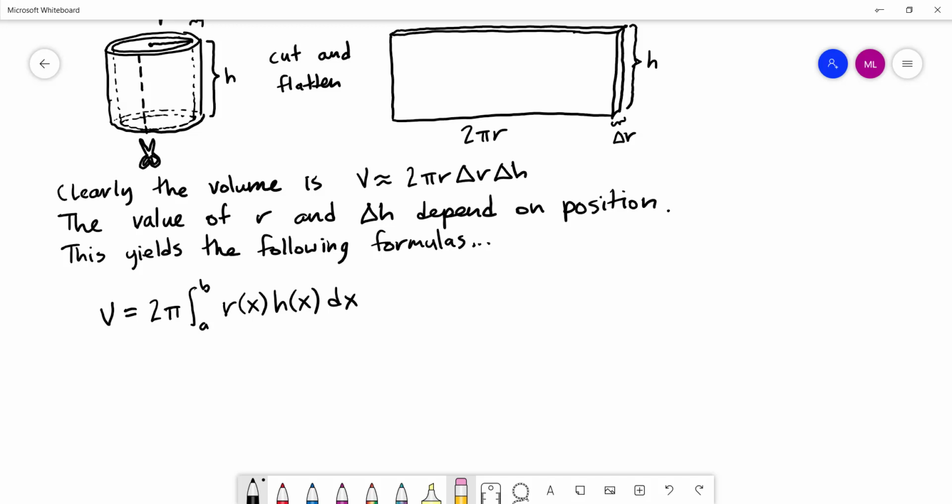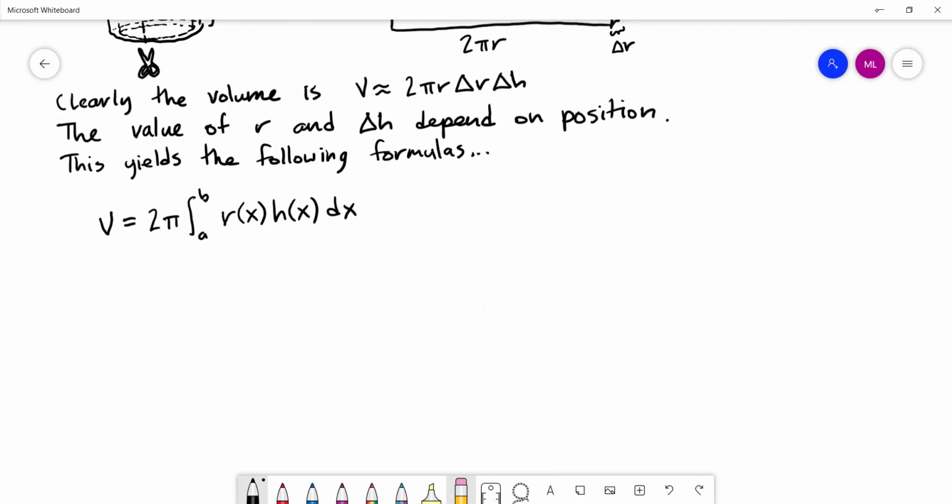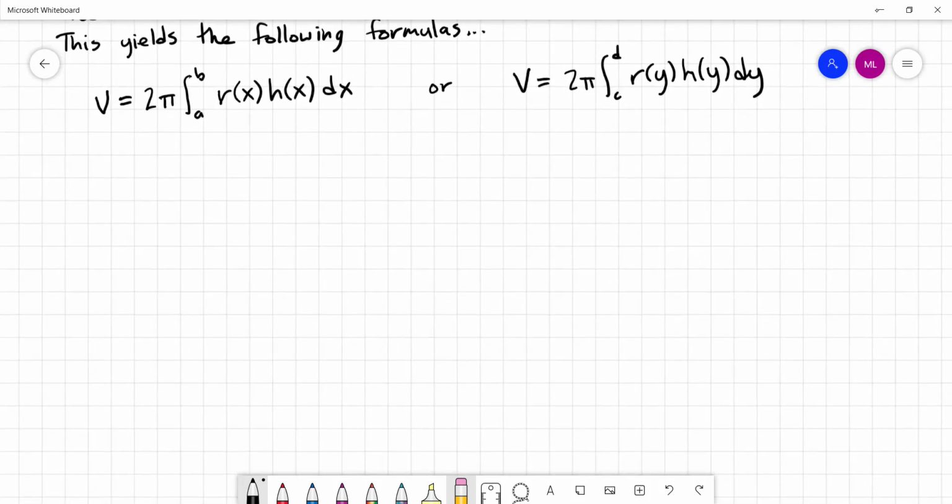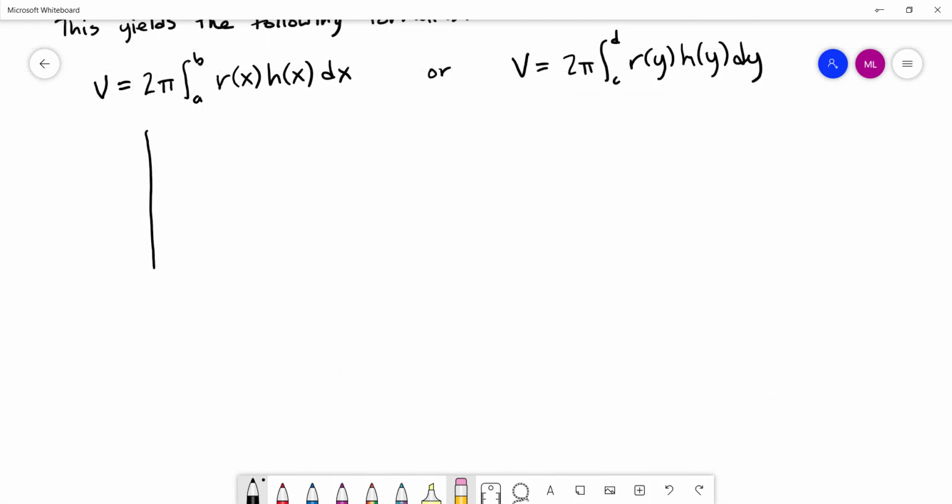And if you think about it, this R of x, we'll look at that in just a minute and I'll modify this. Or another possibility is we would have V equals 2 pi times the integral from c to d. And again, the difference here is the direction that we're slicing, vertically or horizontally. So the integral from c to d of r of y, h of y, dy. And let me draw the pictures that go with each of these so that we can see how we can simplify. In fact, let me leave a little bit of space underneath it so I can modify directly below it.